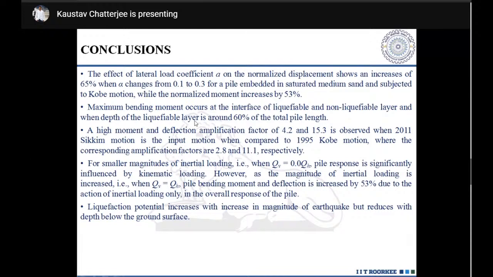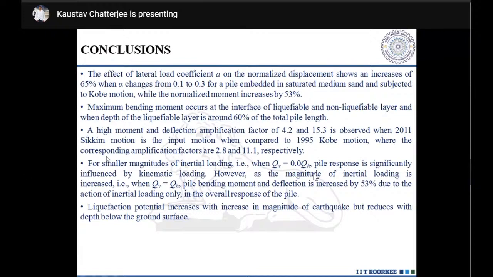Okay. Now the observation we have seen is that the maximum displacement and bending moment are observed when the pile is embedded in liquefiable soil, and the thickness of the liquefiable soil is close to 65% of the total pile length. This is because the soil around the pile has already liquefied, and any further increase in the load will not cause any increase in displacement of the pile foundation, because the soil has already failed.